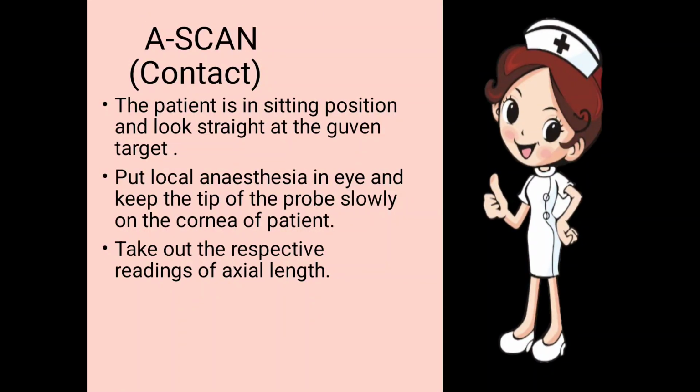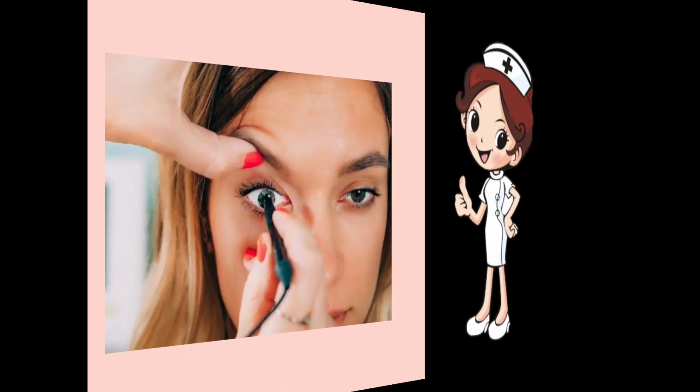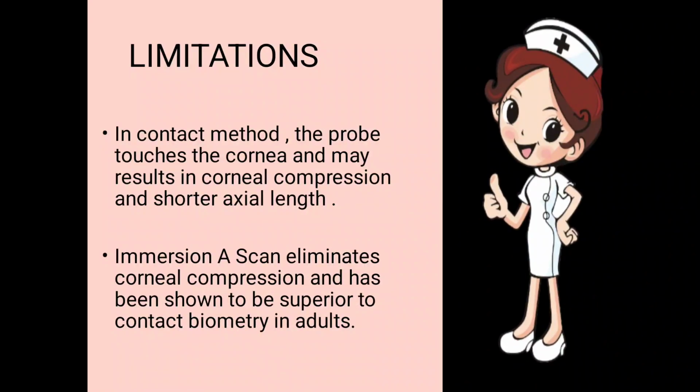Okay, take out the respective readings of the axial length. We'll take out the axial length from here and take the K1 K2 values from the autorefractometer. Then in this way we will calculate the IOL power of the patient, which we are going to implant during the cataract surgery inside the patient's eye without using the IOL Master, due to its limitations.